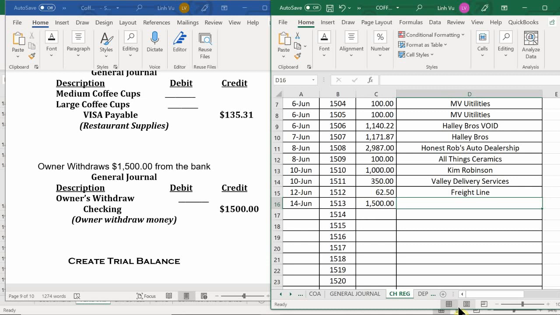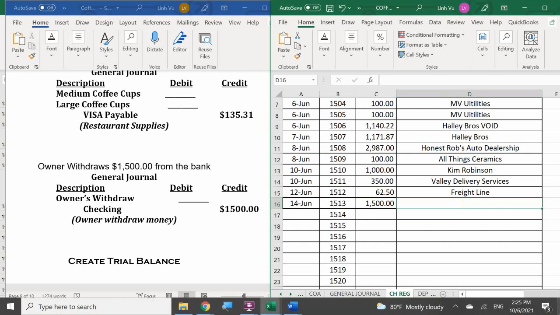In this next set of transactions, I'm not going to guide you through this. You're going to tell me what to do, and you're going to have to find all these numbers yourself. In this case, we need to write a check for the boss. How do we know what check number? We go to the check register, the next one. So 1513. We're going to write a check for 1,500.